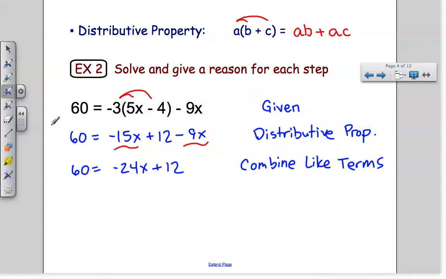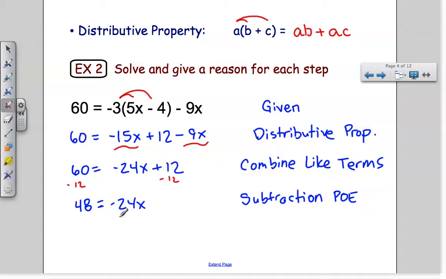What would you do next solving for x? Well, I'm thinking get x alone. I'm going to have to subtract 12 on both sides. So my new step, 60 minus 12, is 48, equals negative 24x. What allows me to just subtract 12 on both sides? Well, if I subtracted the same thing on both sides, it's subtraction property of equality.